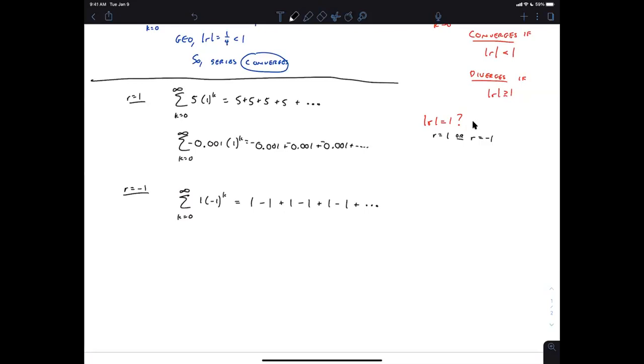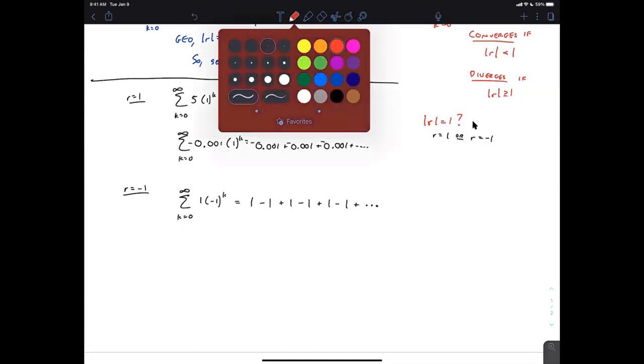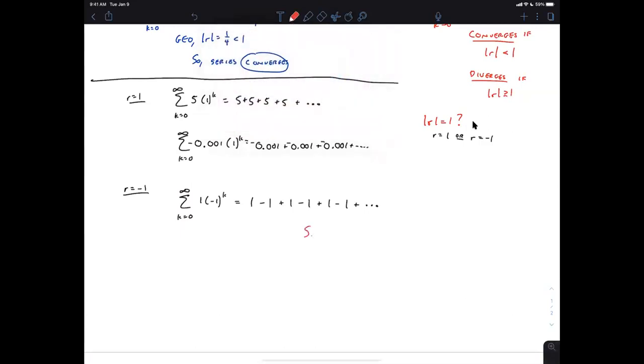So remember, we're talking about the sequence of partial sums. So here, S0, that's the sum from 0 to 0, which would be just 1. S1 is the sum from 0 to 1. So that'd be 1 minus 1, which is 0. S2 is the sum from 0 to 2, which would get you, remember, this is A0, A1, A2. So you would add up to that second one, that's 1. S3 is 0. S4 is 1, and so on.